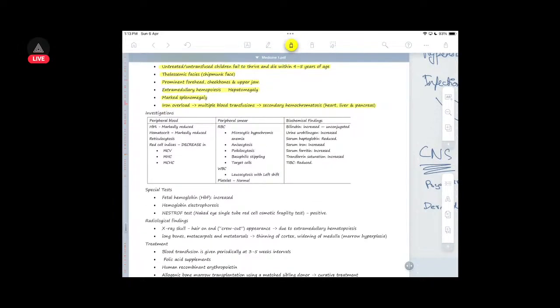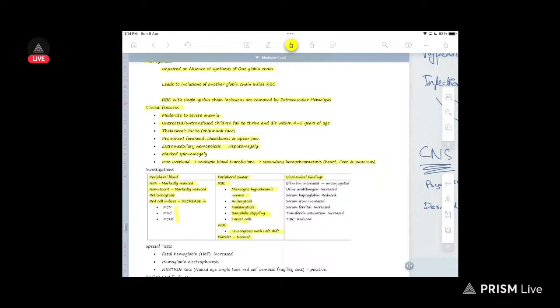So investigations: you can check peripheral blood, peripheral smear and biochemical findings, same as always. In the peripheral blood, hemoglobin will be reduced, hematocrit will be markedly reduced, reticulocytosis will be there, and RBC indices decrease. In the peripheral smear, RBCs will show microcytic hypochromic anemia, anisocytosis, poikilocytosis, basophilic stippling. Basophilic stippling is common, and target cell formation will be there. WBC: leukocytosis with left shift. Platelets will be normal.